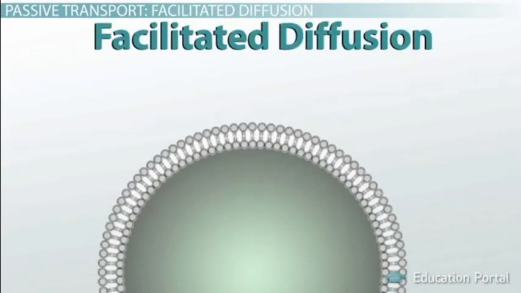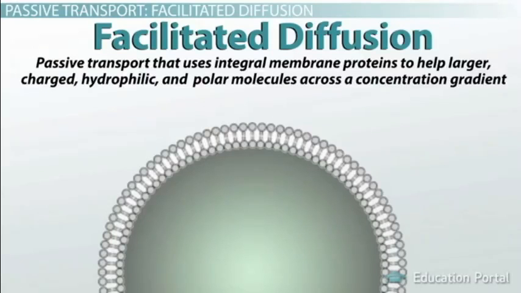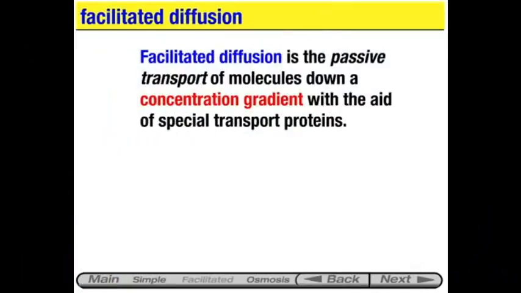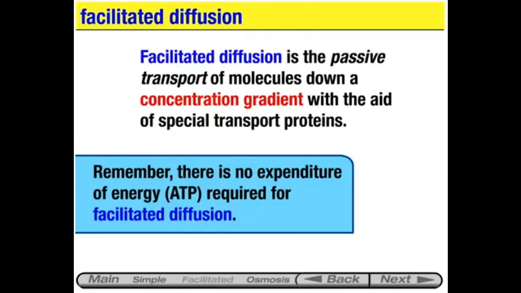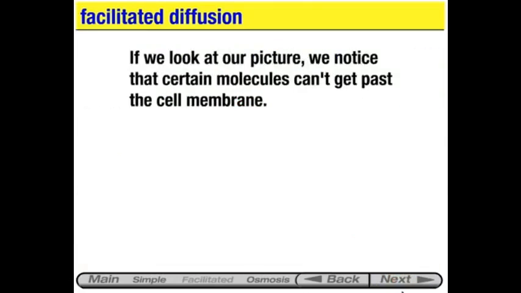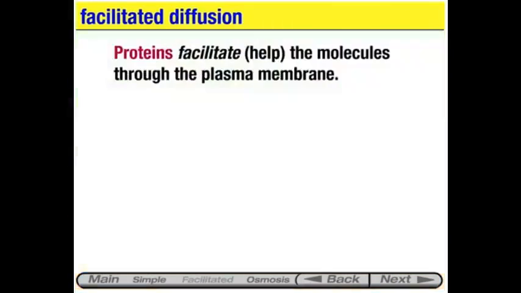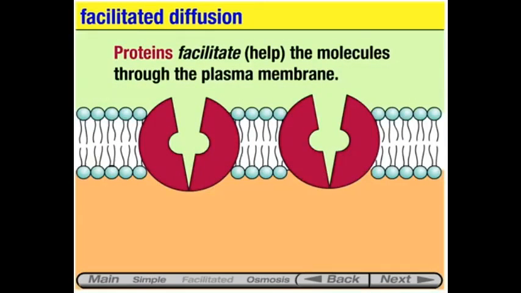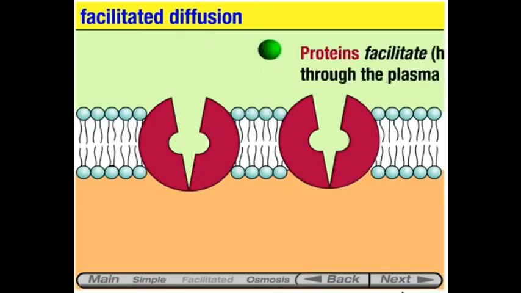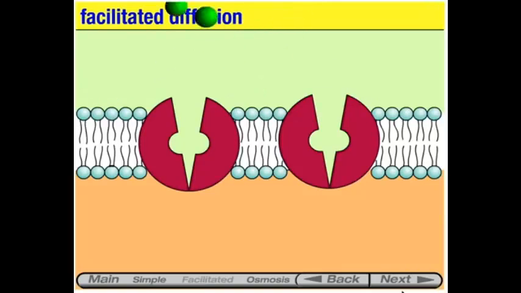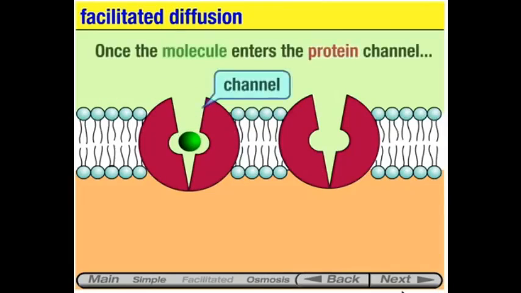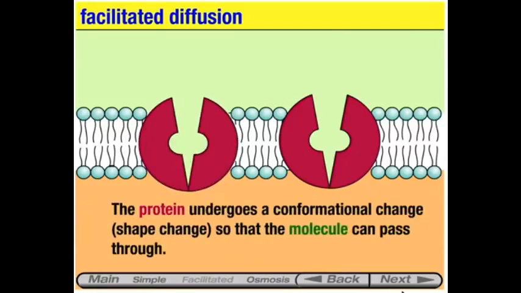Facilitated diffusion is passive transport that uses integral membrane proteins to help larger, charged, hydrophilic molecules. Facilitated diffusion is the process of transporting particles into and out of a cell membrane. It is the movement of substances from a higher concentration to a lower concentration with assistance. This assistance comes from proteins embedded in the cell membrane. They act as a channel or a carrier, allowing the passage of needed substances that can't diffuse on their own.